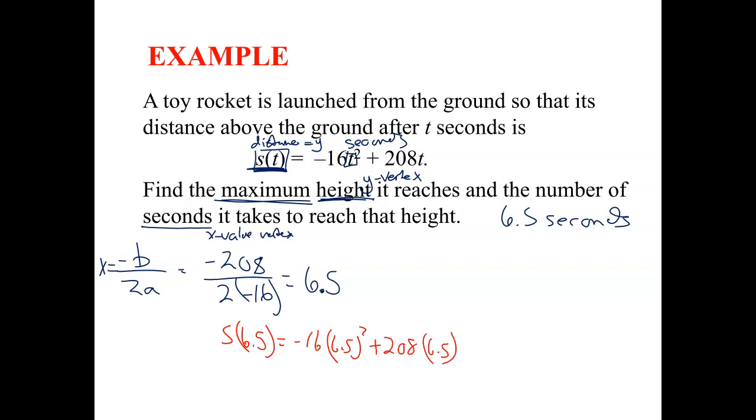So what do you got? 6.5? Oh, 5 brackets. That's s. S of t. S of t. $2,028. Is he right? Make a toy rocket shot up 2,000 feet in the air. Maybe up a little big. Right. Why I should have more than one person checking in their calculator. That's fair.